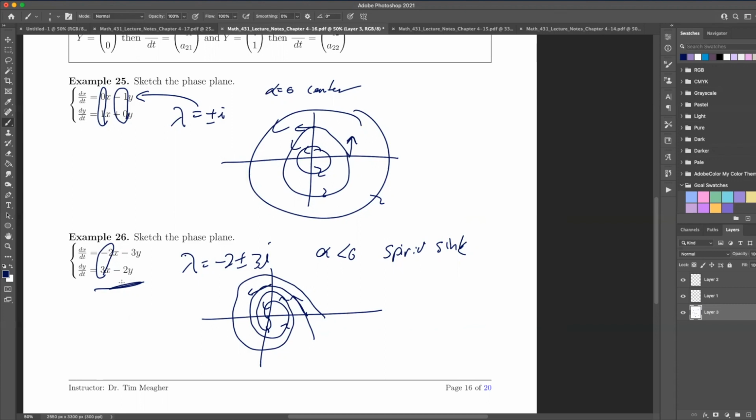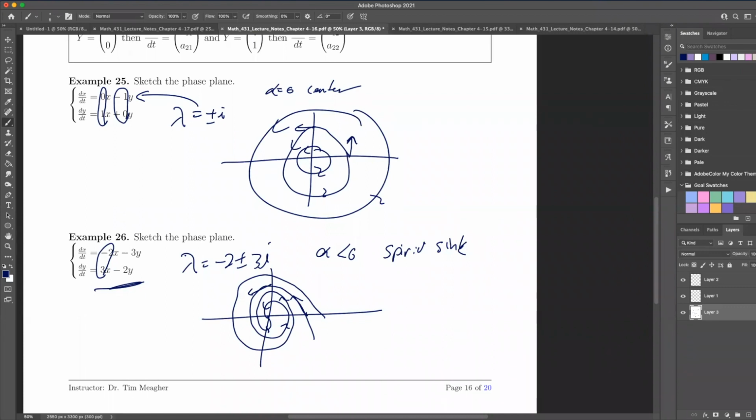Same thing over here. If I plug in x equal to 1 and y equal to 0, starting at this point 1, 0, what is my direction line? dx/dt would be negative 2, my dy/dt would be 3, and so it spirals this way. And then if I start here, with y equal to 1 and x equal to 0, my dx/dt is negative 3, my dy/dt is negative 2, so I get this kind of vector here. And so you can see which way it spirals. Does that make sense, how to do that?